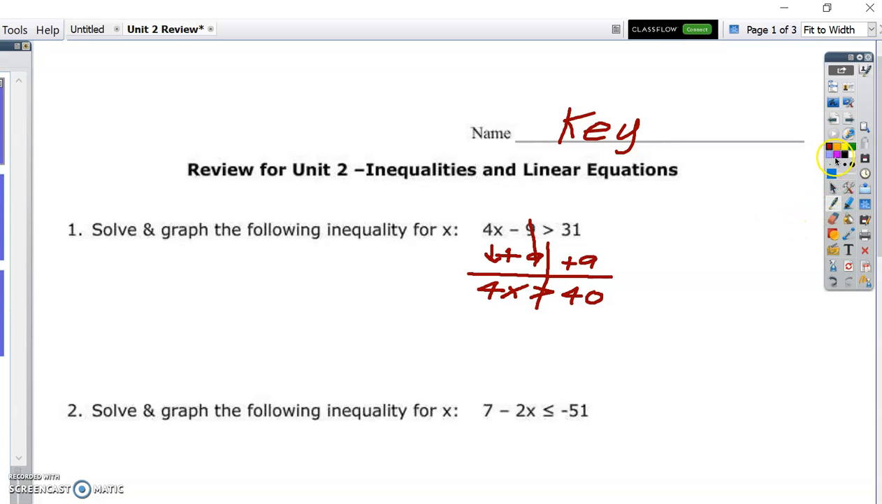All right, let's change color. Let's do purple. So then I'm going to divide both sides by 4. And so I get x is greater than 10.